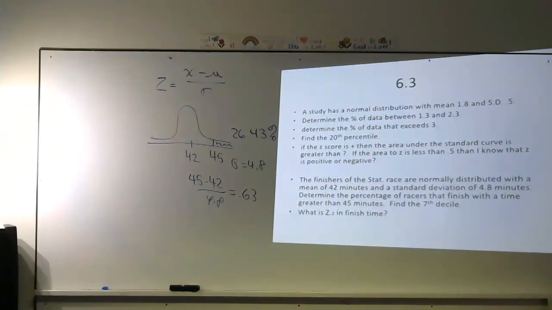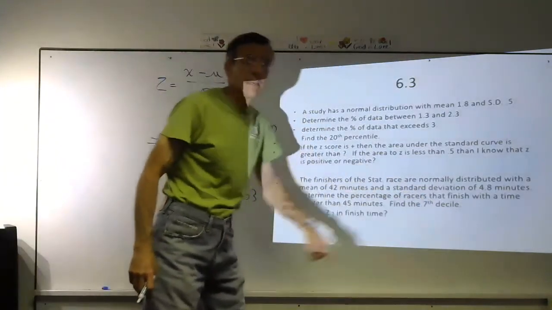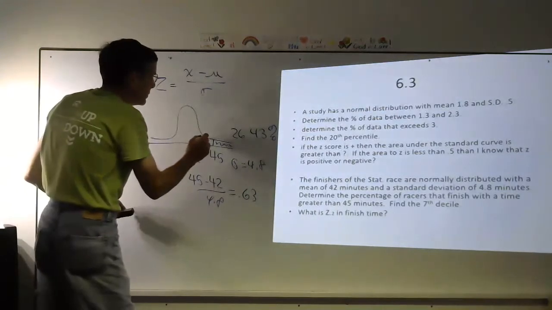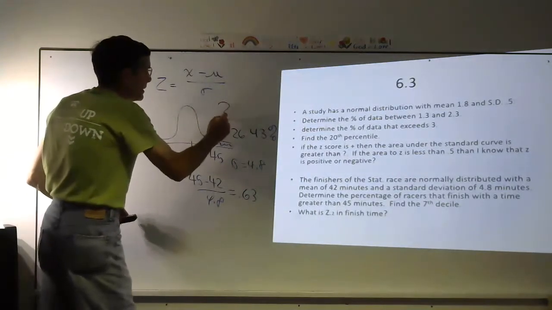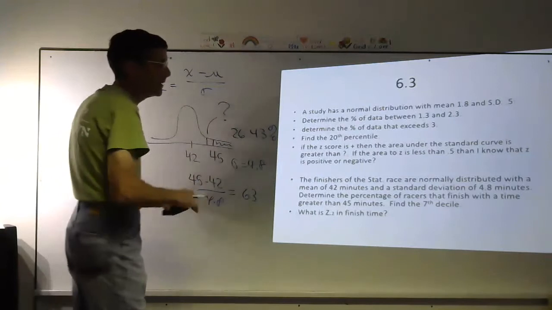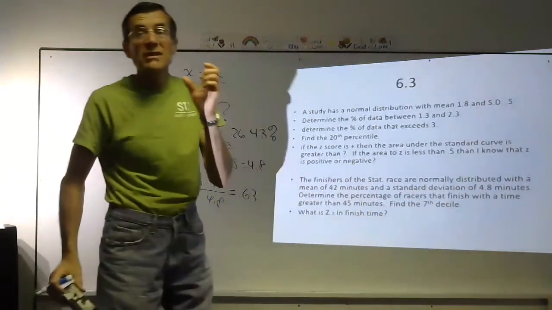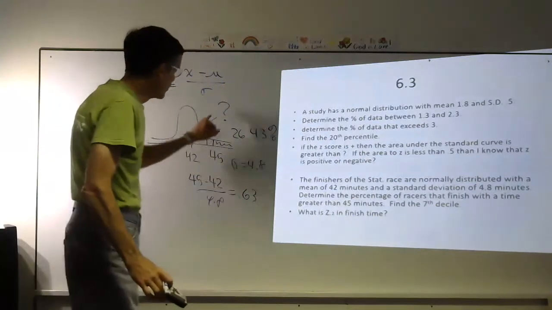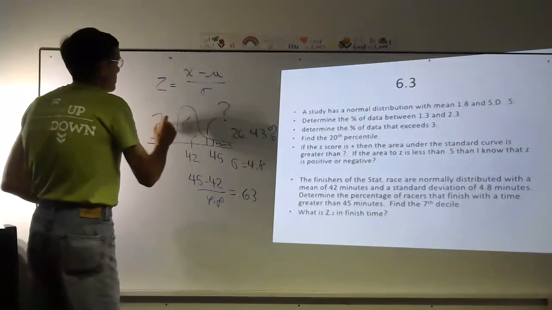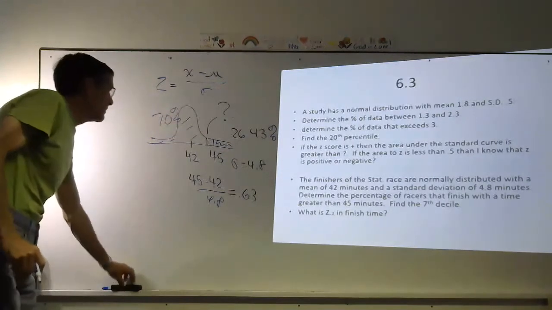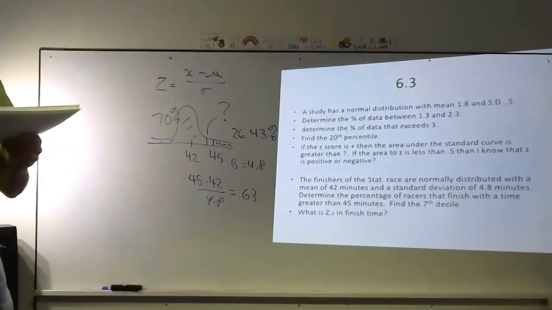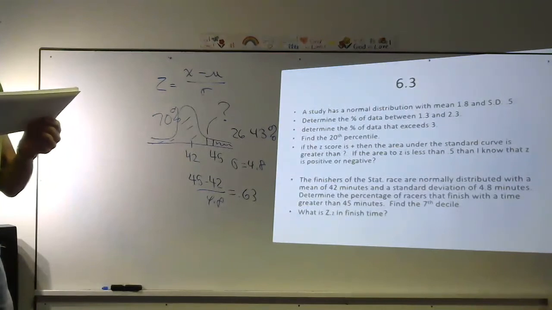The 7th decile. DEC, decade, 10, right? I know there is some value right here on this side because this would be the 50th percentile in the middle. Decile means 10, so the 7th decile would be the 70th percentile. So I know there's something there where this area is 70% to the left. I must do a reverse lookup. So I'm going to look up in the body of the graph 0.70.